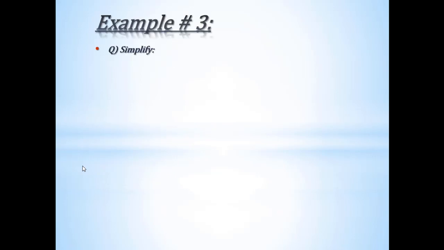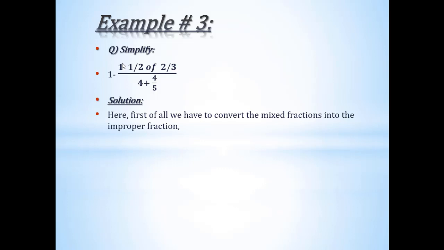Example number 3. Okay, this is a kind of complex fraction, and the question is one whole number, it's not 11, it's one whole number 1 over 2, of, which means times or the multiplication sign, 2 by 3 divided by 4 plus 4 over 3. First of all we have to convert this mixed fraction into an improper fraction, and finally we will get the answer 3 over 2, and we will place the multiplication sign in place of "of", and then we have 2 over 3.